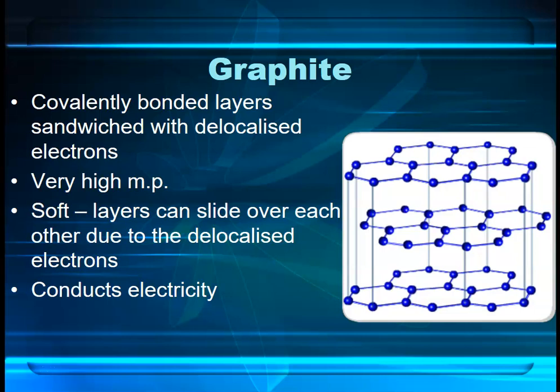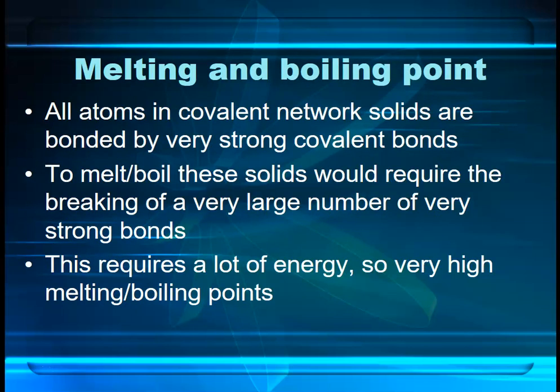Okay, so let's think about some of those properties for a moment. Some of them are generic across all of the covalent network solids, and some of them are variable. So first off, melting and boiling point is consistent across diamond, quartz, and graphite. They all have very high melting and boiling points. And the reason for that is that all of the atoms are connected to all of the other atoms by these very strong covalent bonds. Strong bonds require a lot of energy to break. That energy comes in the form of heat. So they tend to have very high melting and boiling points because it takes a lot of heat energy to break the large number of very strong covalent bonds.